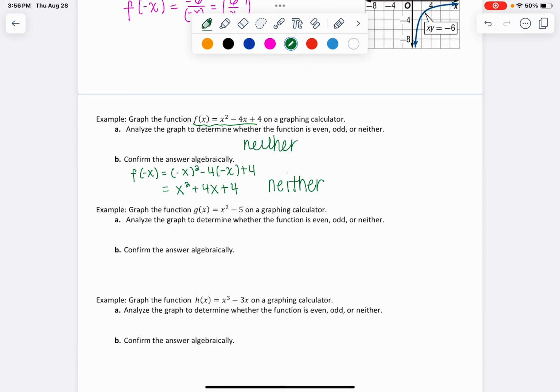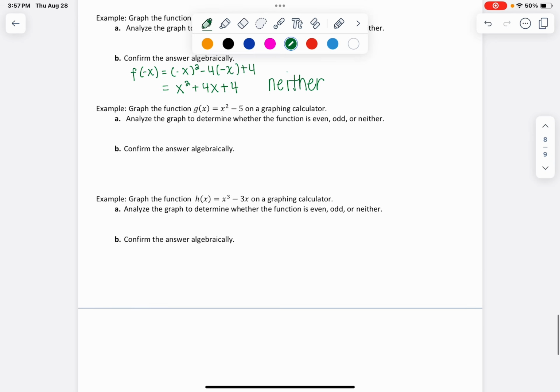There we go. All right, we're gonna do the same thing for the next one. I want to do it algebraically first and then we'll use Desmos to show that we're right. All right, so this one is called g, so we're going to do g of negative x. So that is negative x squared minus 5. Clean that up. Negative x times negative x is positive x squared minus 5. So if you look, you got the exact same thing we started with, so this should be even.